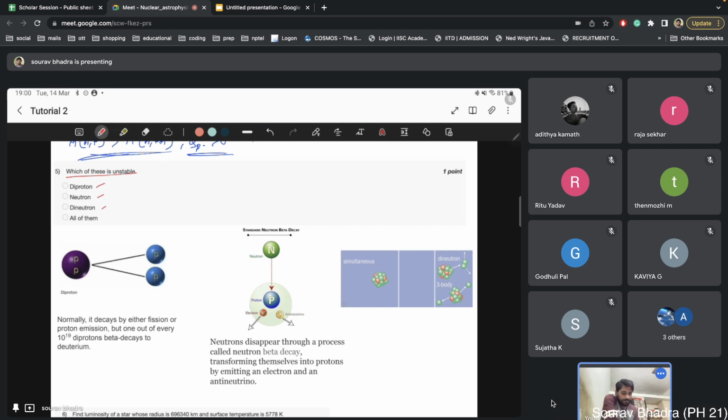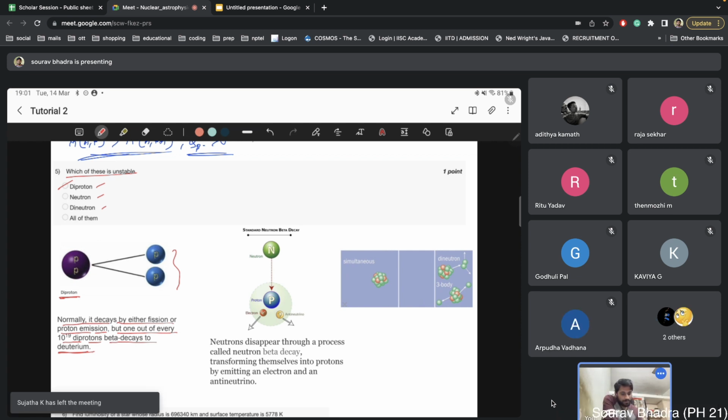So I have found some images from the internet. This is the diproton. This diproton mainly decays into 2 protons. So the diproton is unstable. Normally it decays by either fission or proton emission, but 1 out of every 10 to the power 9 diprotons beta decays to deuterium. So it can decay into deuterium or protons, but the main point is it will decay.